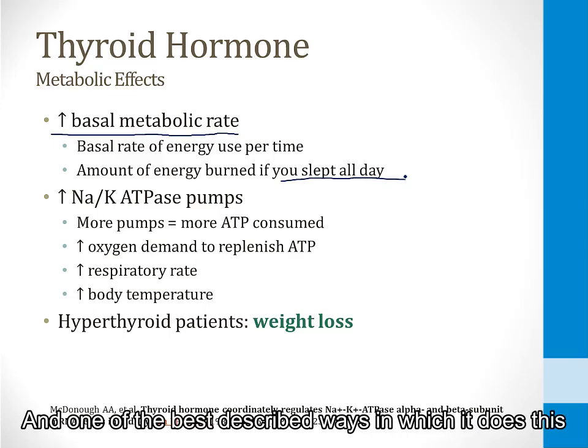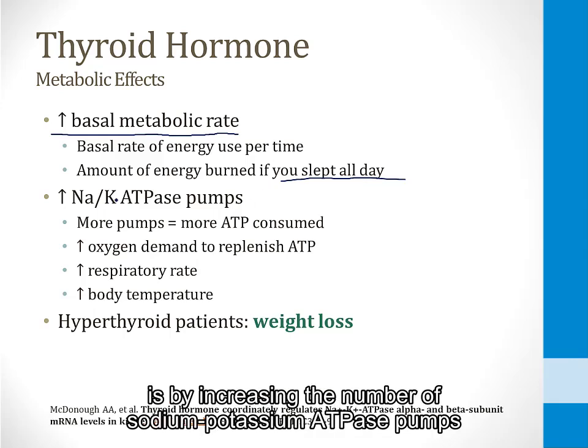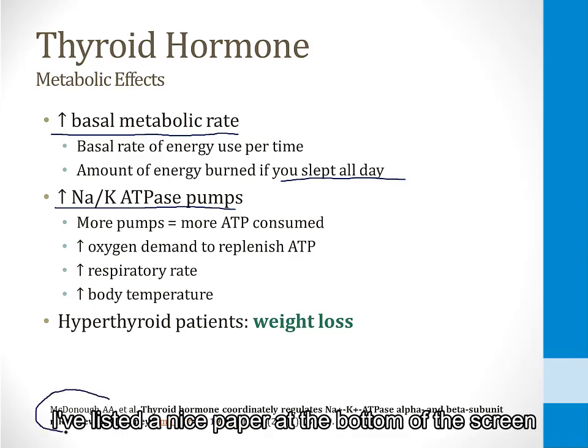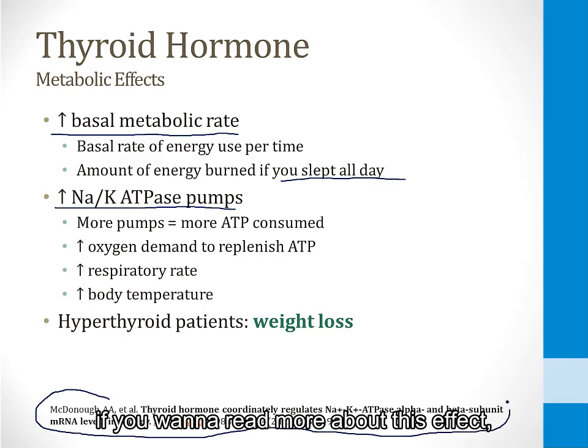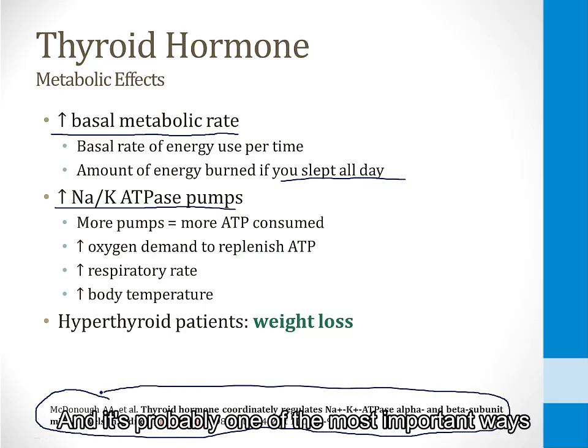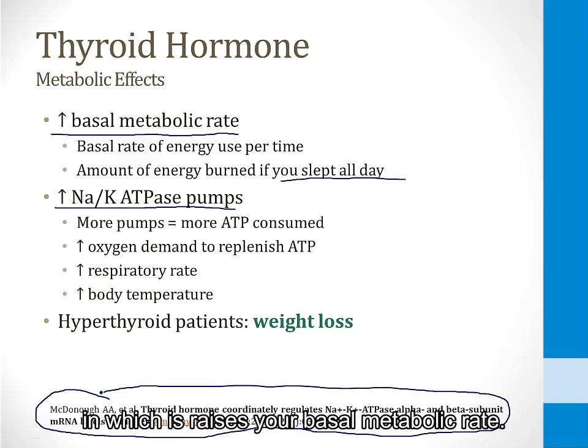And one of the best described ways in which it does this is by increasing the number of sodium-potassium ATPase pumps found in cells in the body. I've listed a nice paper at the bottom of the screen if you want to read more about this effect, but it's been well described for thyroid hormone, and it's probably one of the most important ways in which it raises your basal metabolic rate.